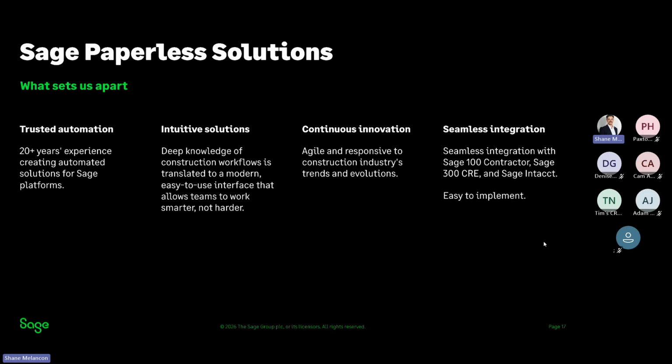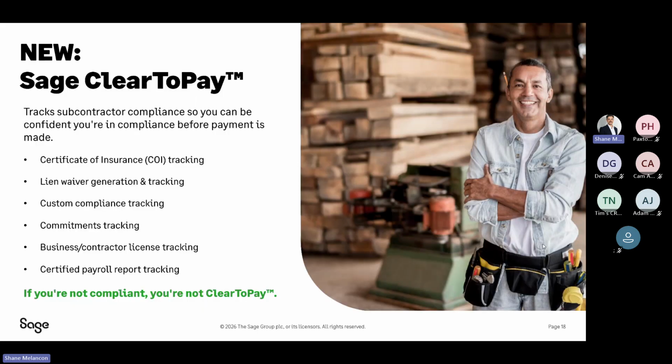So what sets us apart? The Sage Paperless solution. Trusted automation, 20 plus years experience creating automated solutions for Sage platforms. Intuitive solutions, so deep knowledge of construction workflows is translated to a modern and easy to use interface that allows teams to work smarter, definitely not harder. Continuous innovation, so agile and responsive to construction industry trends and evolutions. And then again, seamless integration here: Sage 100 Contractor, Sage 300 CRE, and Sage Intacct with an easy implementation.